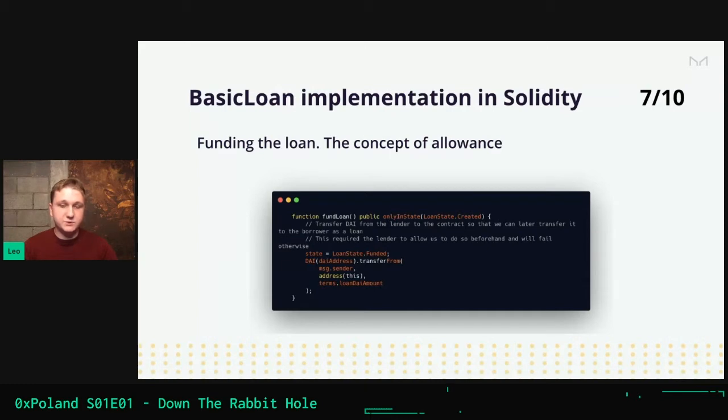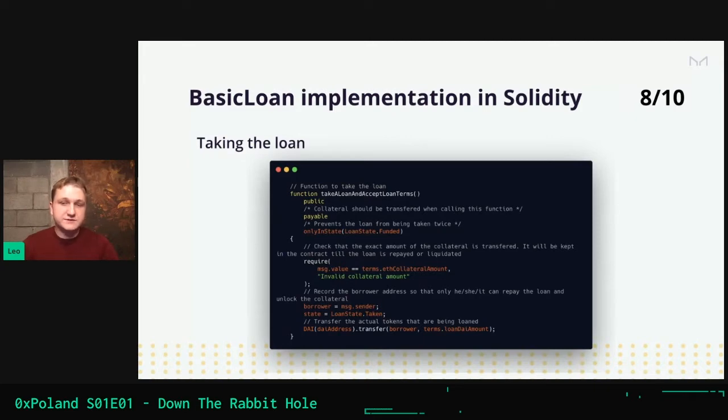So here, for example, what happens if the lender does not have enough DAI? If loan DAI amount is more than the lender's balance, then this transferFrom function will just fail, and our state will be reverted. So the lender later can get more DAI and try this function one more time.